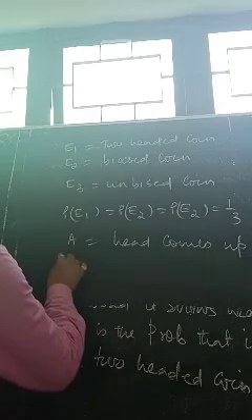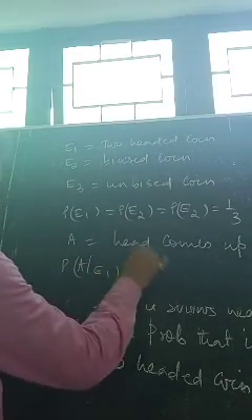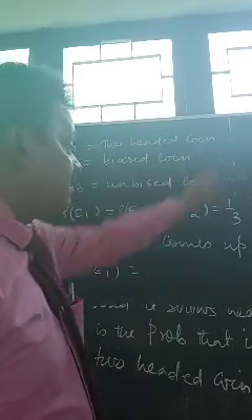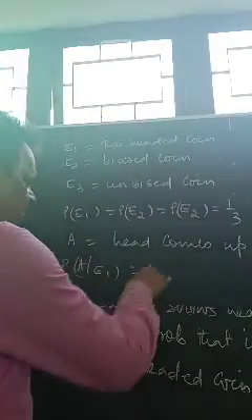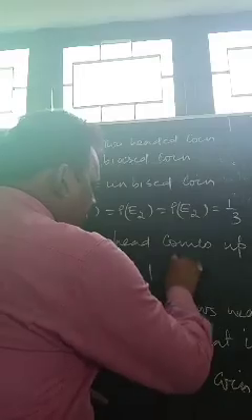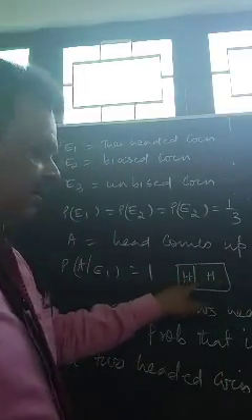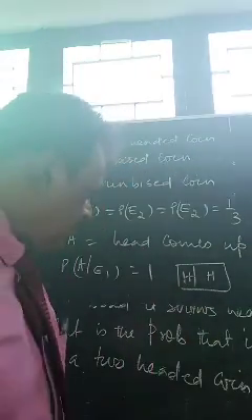Okay. If I write what is probability A of E1, that means head comes from two-headed coin. Means both the sides you have head. This is also head, this is also head. So probability is 1 because both the sides are head. Both are showing head. So from head you will get head. It is always sure.